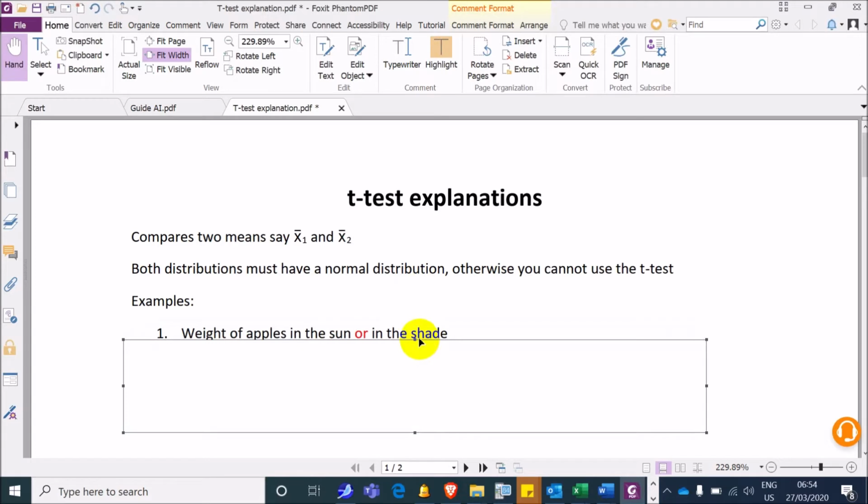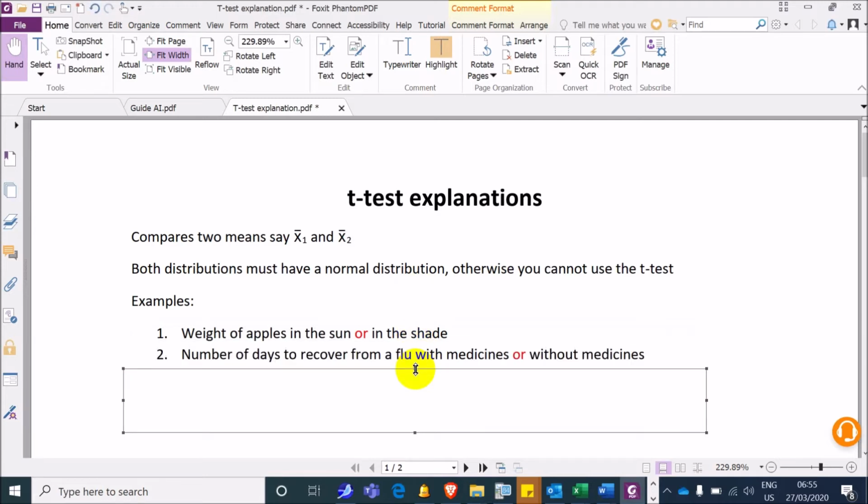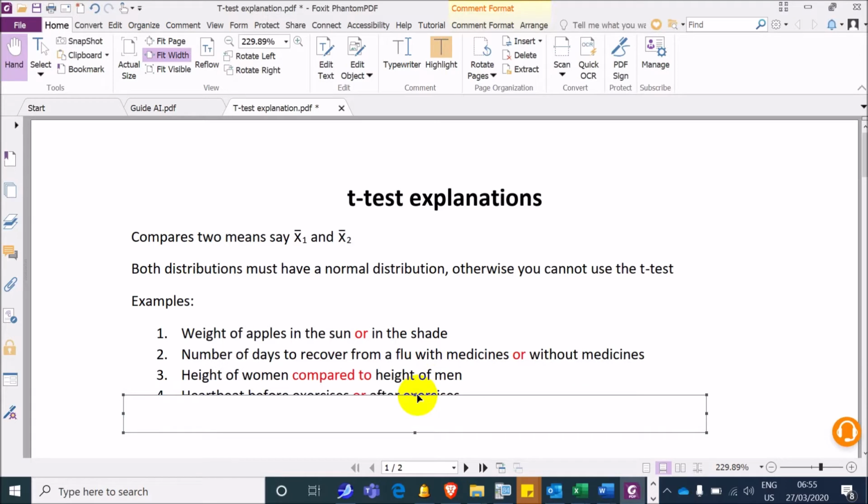As I said, the weight of apples in the sun or in the shade. The number of days to recover from a flu with medicines or without medicines. Important at the moment. The height of women compared to the height of men. Or the heartbeat before you do exercises or after you do exercises. So in each of these 4 cases, you look at 2 different means because of certain reasons.